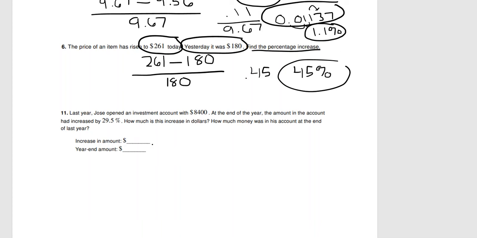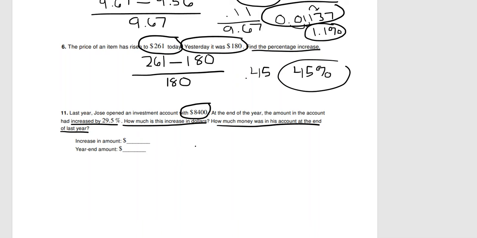Okay? And then the last type of problem that you're going to see is just like problem number 11. It says, last year, Jose opened an investment account with $8,400. At the end of the year, the amount in the account had increased by 29.5%. How much is this increase in dollars? How much money was in his account at the end of last year? So he opened an account. He started with $8,400. At the end of the year, the amount in the account had increased by 29.5%. How much is this increase in dollars?